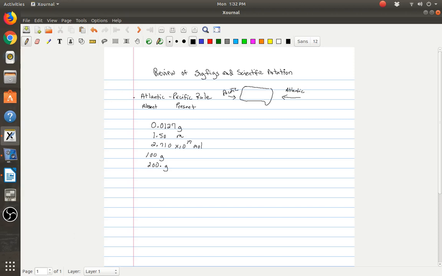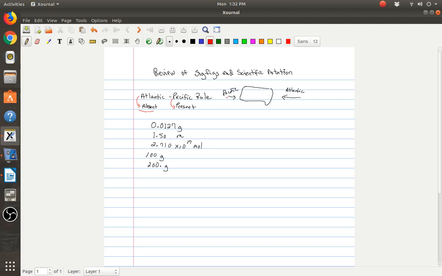Remember, first of all, the Atlantic-Pacific rule. With the Atlantic, you have to figure out if the decimal point is absent, and with the Pacific, is the decimal point present. So P for present, A for absent. If it's absent, you're going to come in from the Atlantic. This is my crude drawing. You're going to move until you hit the first non-zero number and then count.